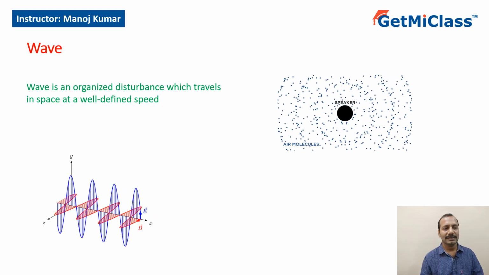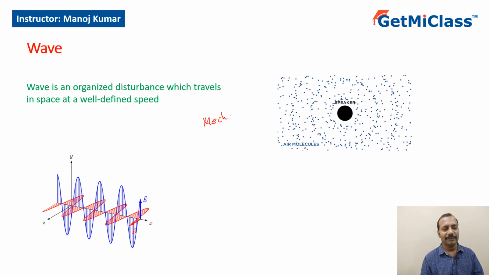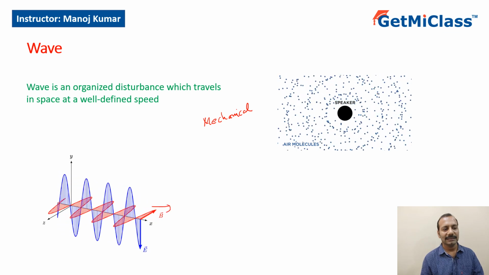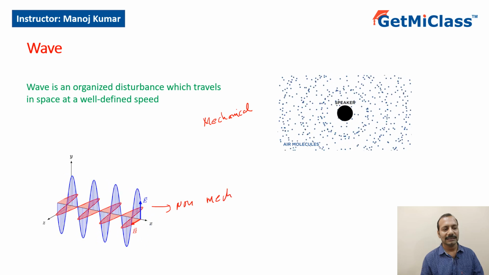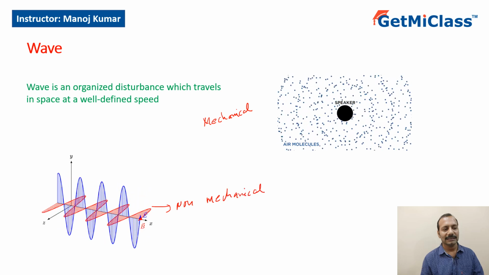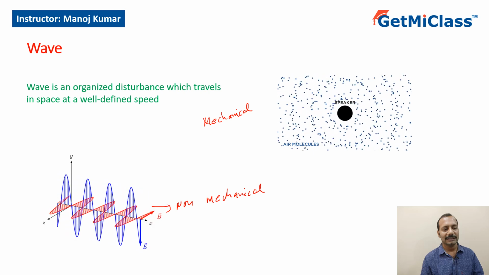So here the sound that is traveling from one point to another is a mechanical wave because it requires a medium to propagate. Now this is light or an electromagnetic wave, this is a non-mechanical wave. So in this chapter we'll confine ourselves to only mechanical waves. Non-mechanical waves we'll be looking into in the next chapter.